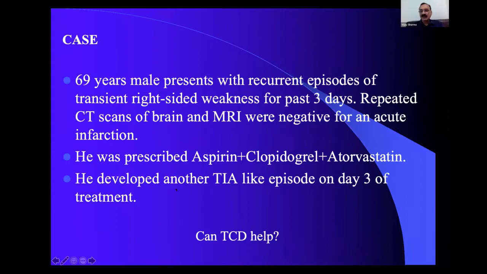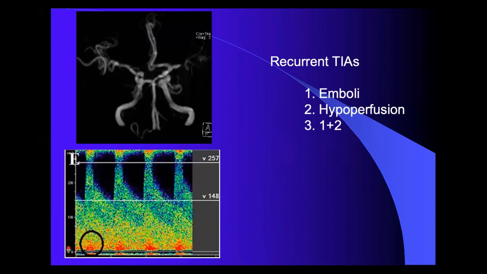And then he came over with another episode on day 3. So now the question is, what do you do next? So you have a normal MRI, normal CT scan. So we did the MRA and we saw that on MRA, there's a severe stenosis in the left proximal MCA. We put the TCD probe, we expected it, we knew that we are going to see very high flow velocities, but this does not solve the problem.